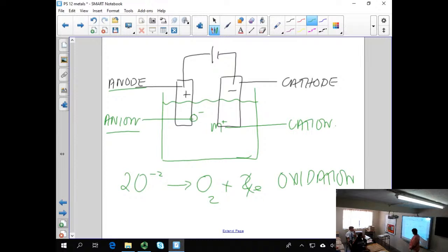The metal ion that is attracted to the negative electrode is going to gain an electron and it's going to form the metal. Are you following? When elements gain electrons, we refer to it as reduction. So the metal is reduced from the ore during electrolysis.